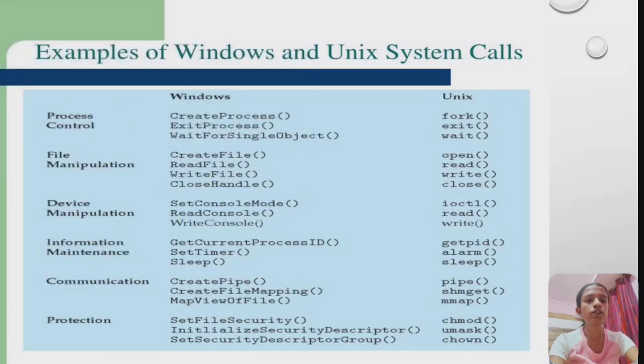Examples of Windows and Unix system calls. These are some of the examples of Windows and Unix system calls. First one is process control. The Windows calls are CreateProcess, ExitProcess, WaitForSingleObject. Unix: fork, exit, wait. File manipulation: CreateFile, ReadFile, WriteFile, CloseHandle. And Unix: open, read, write, close. Device manipulation: ReadConsole, WriteConsole, SetConsoleMode. Unix: ioctl, read, write.